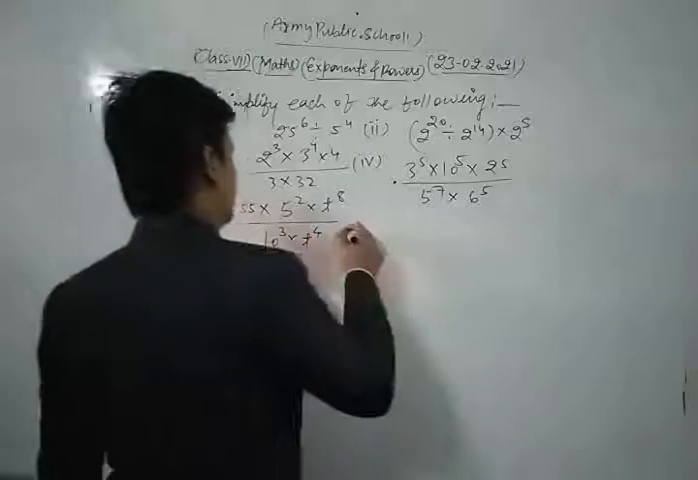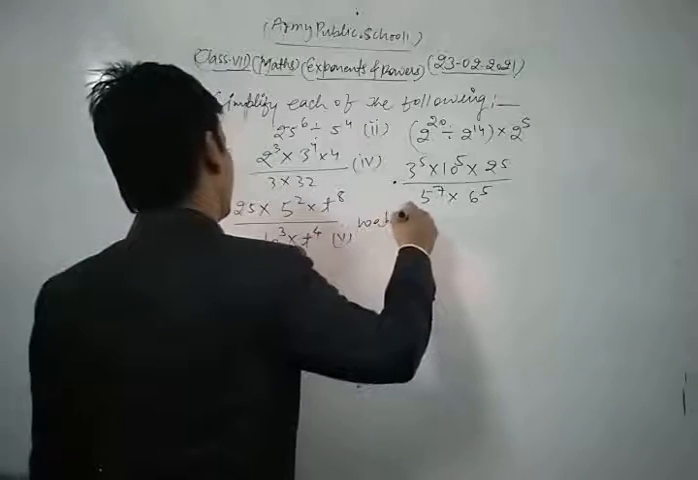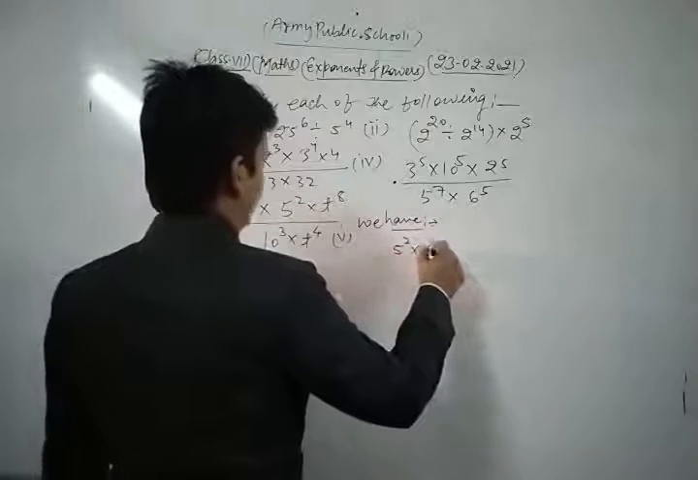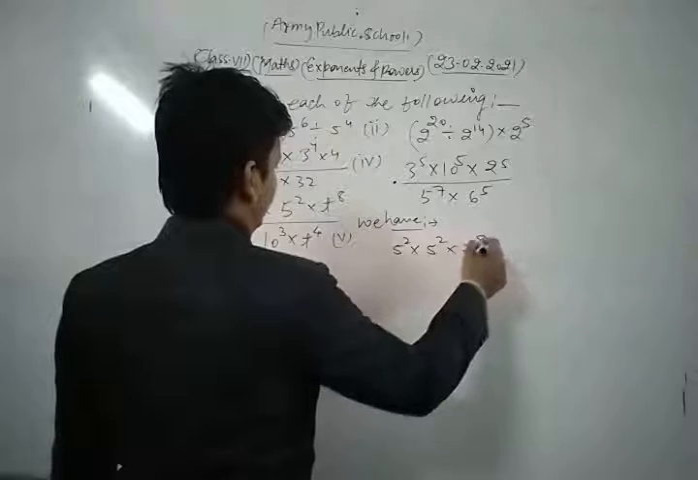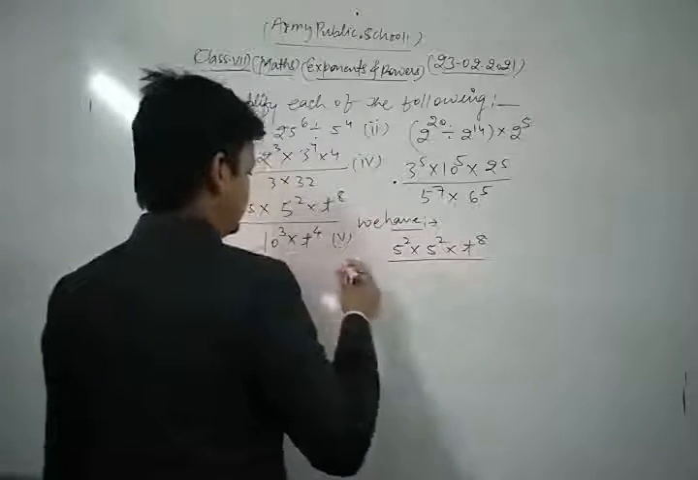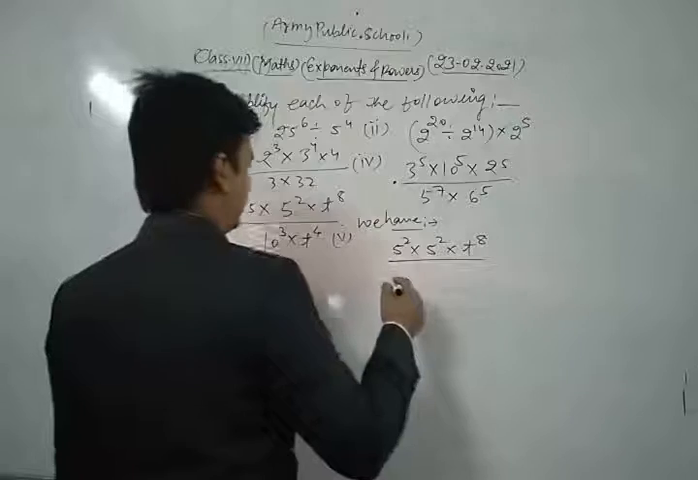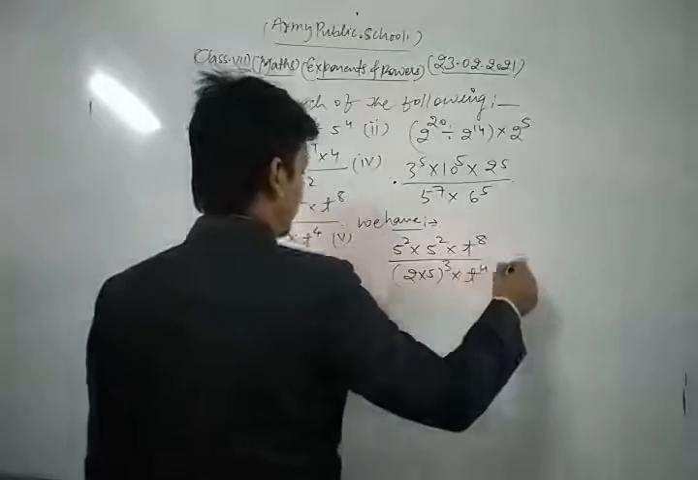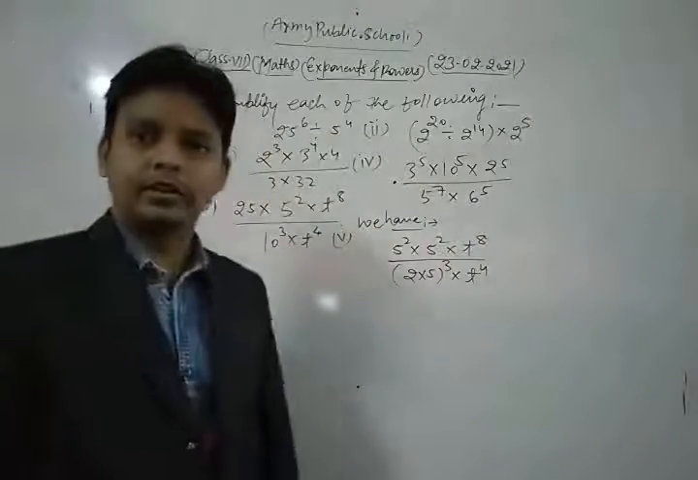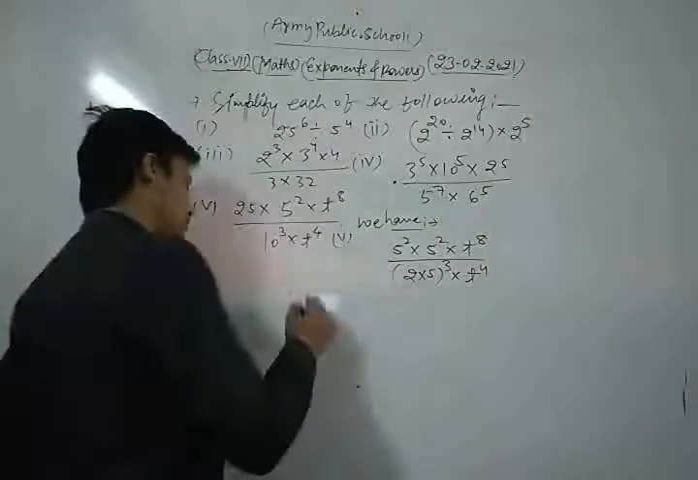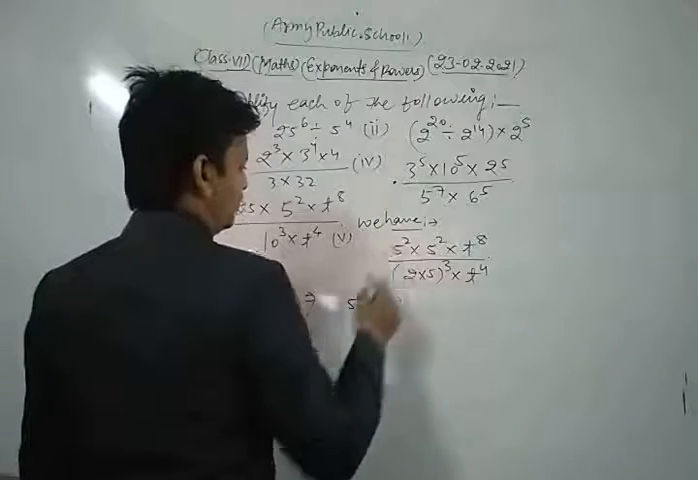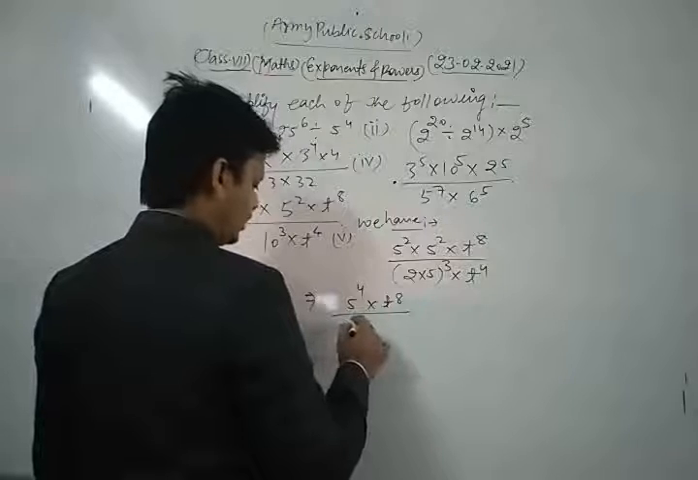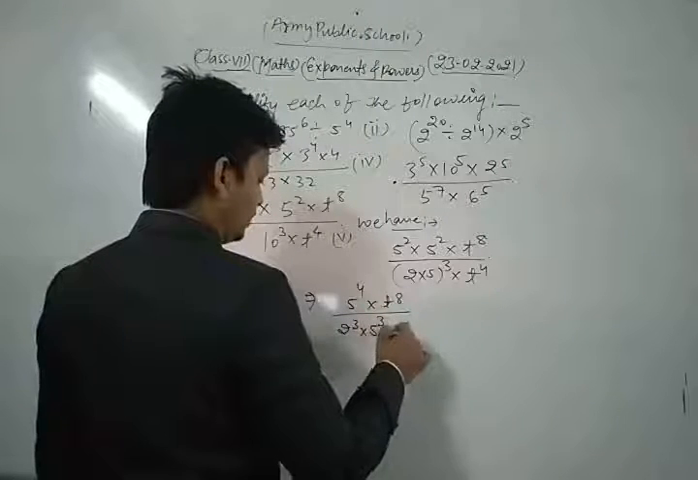Now we take and solve the last part of this question. We have 25, and we have 5 power 2, upon 10, which we write as 2 into 5 to whole power 3 into t power 4, right as it is. Now, dear students, here we apply the laws of exponents. So we write 5 power 2 whole power 2, this is 5 power 4 into t power 8, upon 2 power 3 into 5 power 3 into t power 4.